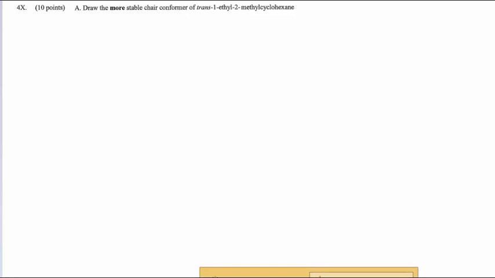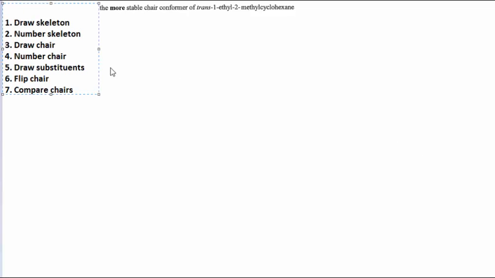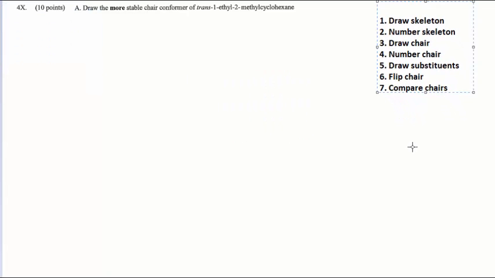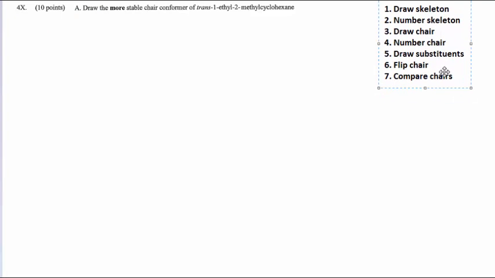So the first problem is asking for the more stable chair conformer of trans 1-ethyl 2-methyl cyclohexane. So I'll show you how to do this one. The general procedure for solving this problem is always going to be: draw the cyclohexane skeleton, number it, draw the chair, number the chair, draw the substituents, flip the chair, compare the chairs. It'll make sense as we start doing problems.